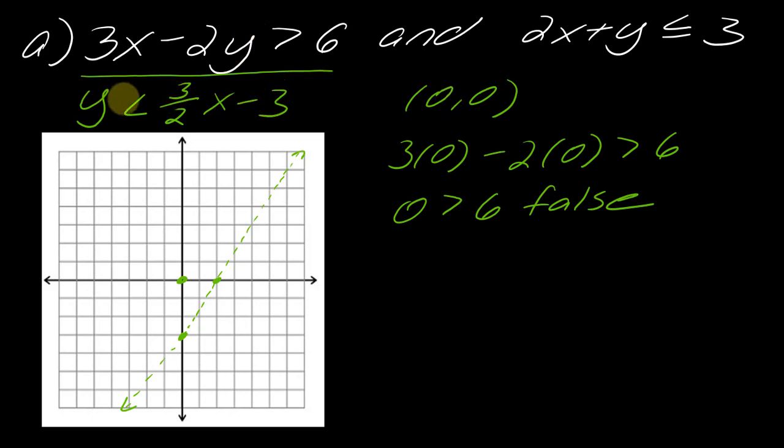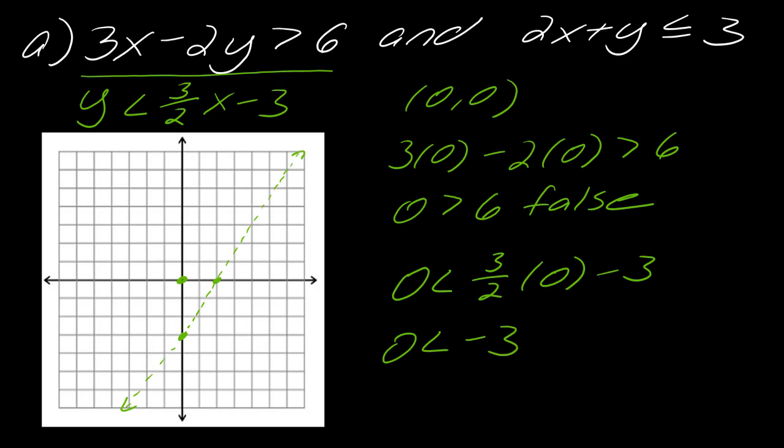Let me just plug this point into this equation here. So if I do that, this will be 0 is less than 3/2 times 0 minus 3. So this comes out to 0 is less than -3. So notice it didn't matter which equation I put that point into. I still get the same conclusion of false. So I'm probably not going to shade this side, but now I just want to double check.